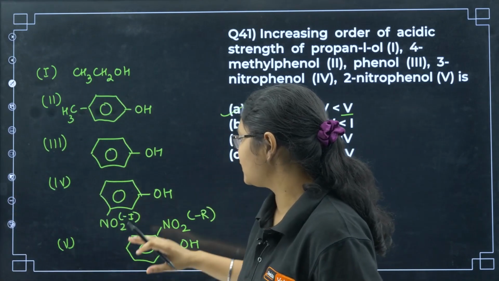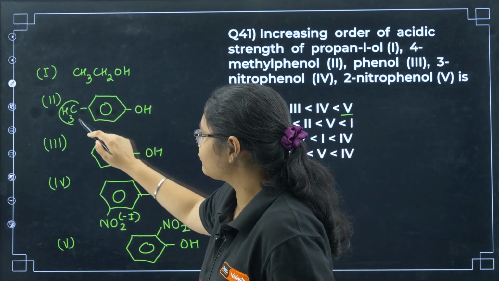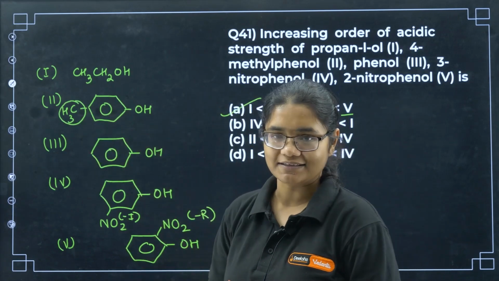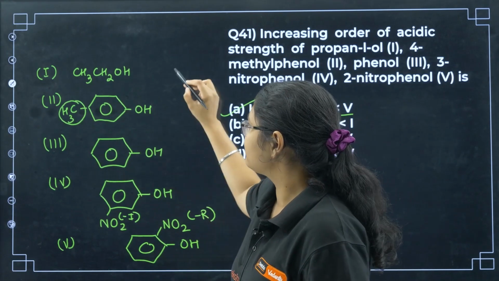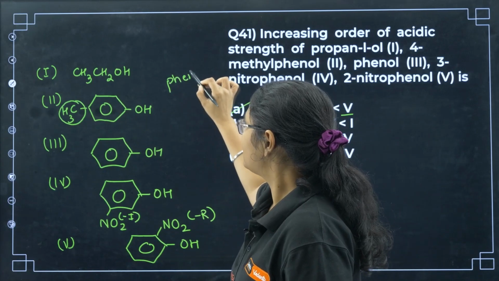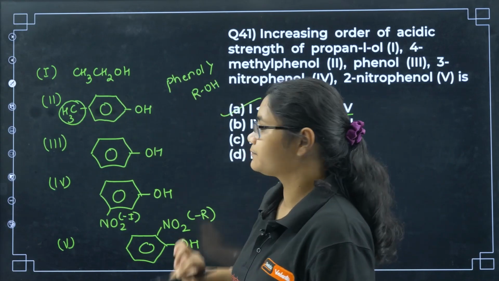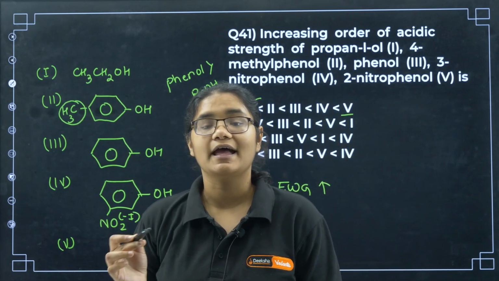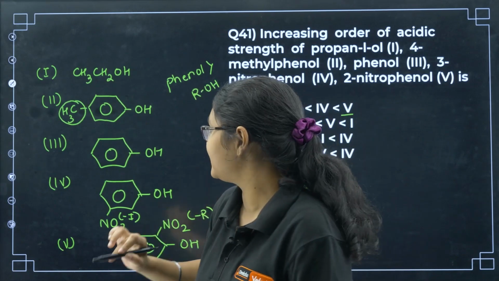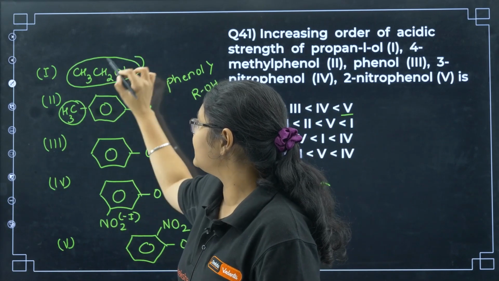But let's check the other option. So here I have an electron donating group, so it will decrease the acidity. But always remember that phenol is more acidic than aliphatic alcohols. Phenol is more acidic than aliphatic alcohol. So definitely propanol will be the least acidic.